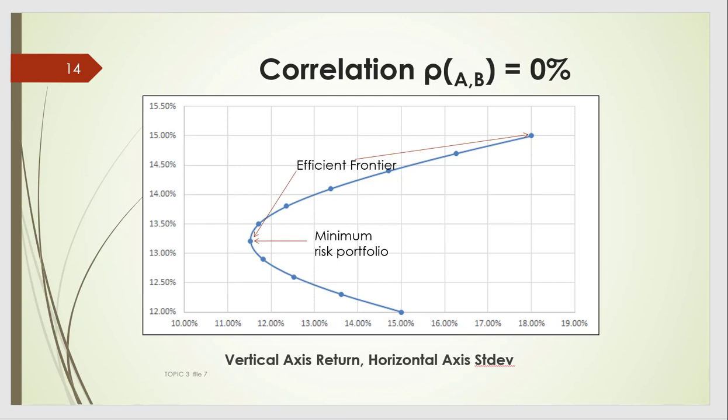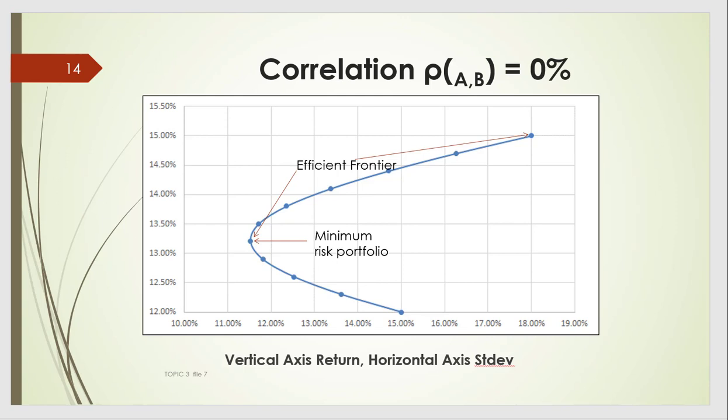We call the span of portfolios between the minimum risk portfolio allocation and all in B the efficient frontier. Efficient because it is the better portfolios. How do I know they're better? Let's look at the 12% standard deviation along the horizontal axis. There's a grid line that goes vertically.